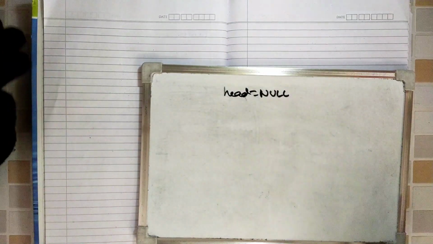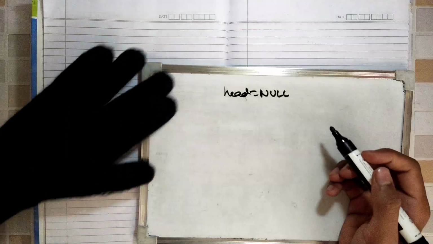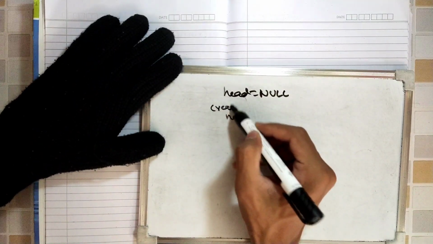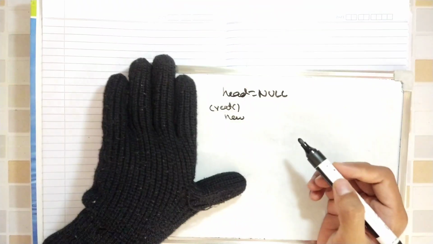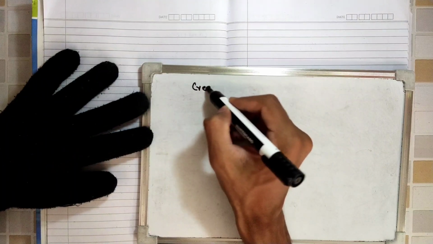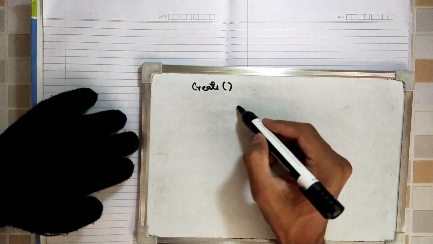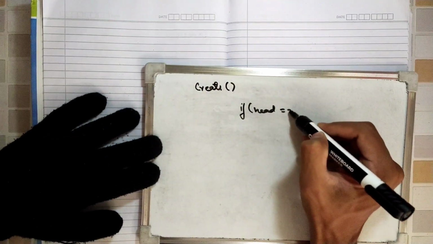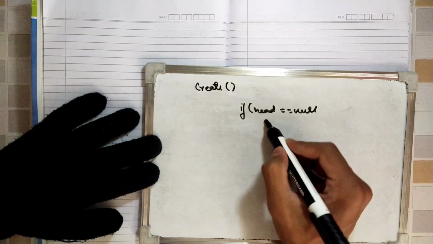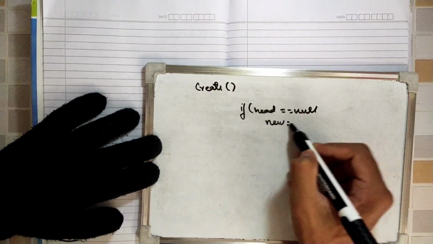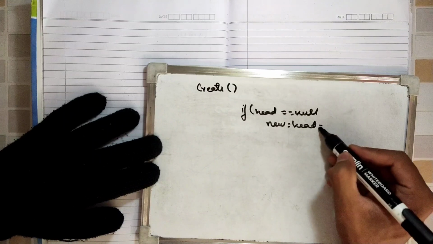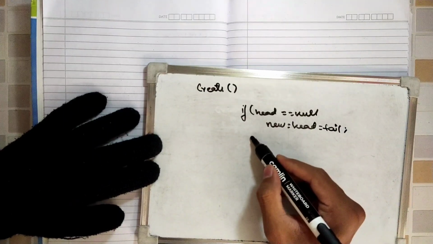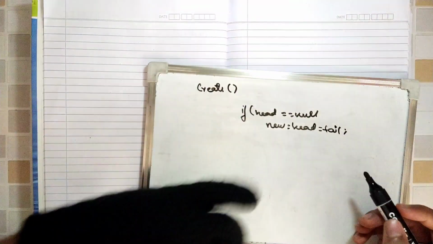See, we declared it at the beginning, so if head is null, no node is there, then we will invoke the create function like this, simply create. Create will be invoked at the beginning. Then we will check if head is null, we will say new equals to head equals to tail, also we have to mention this. Okay, then that is it, nothing else is required.